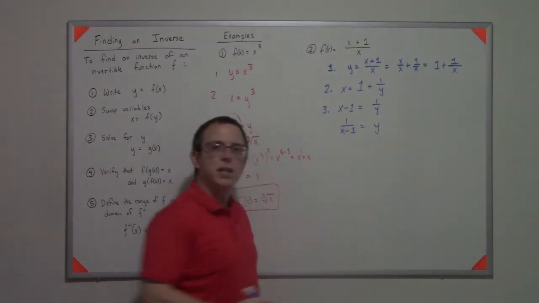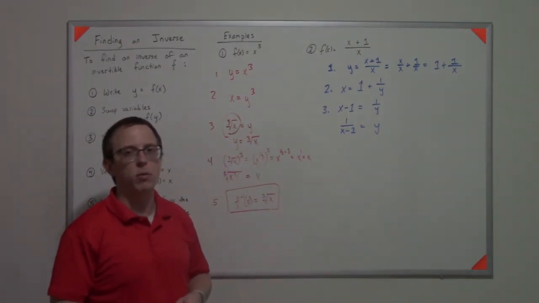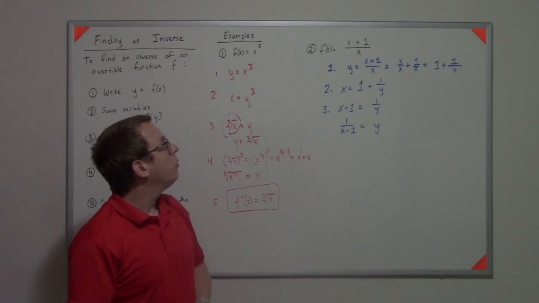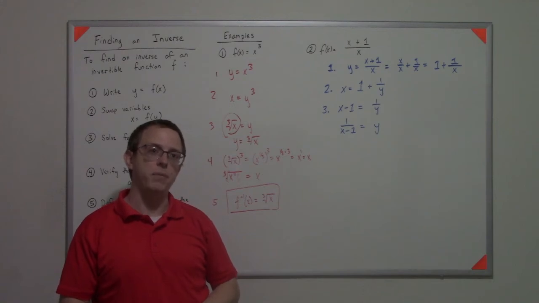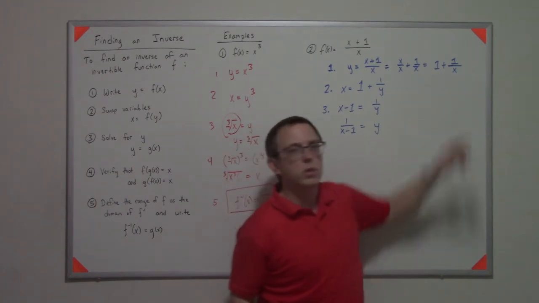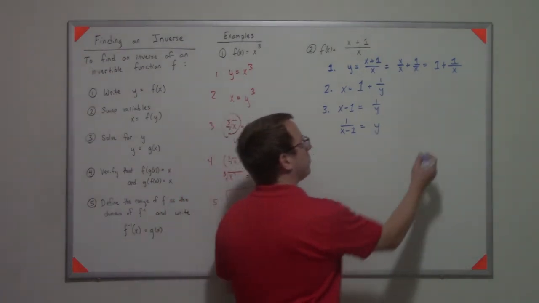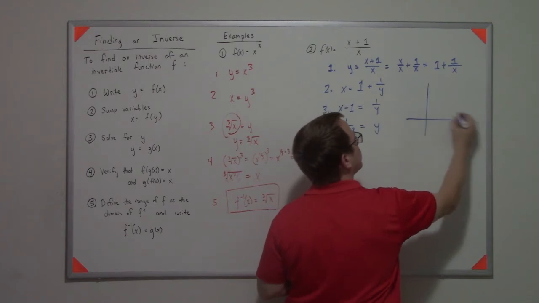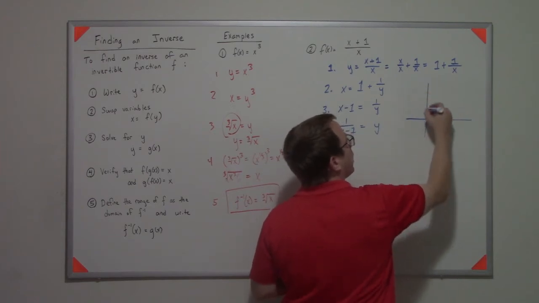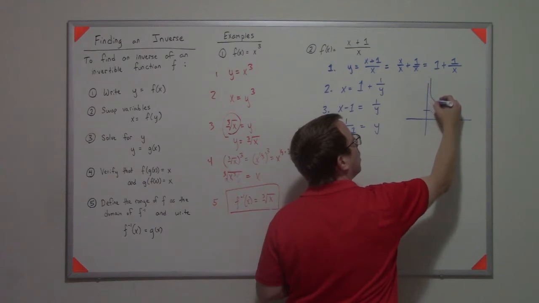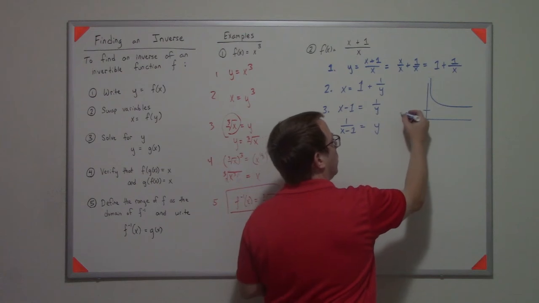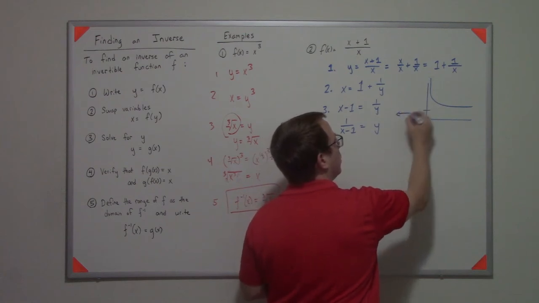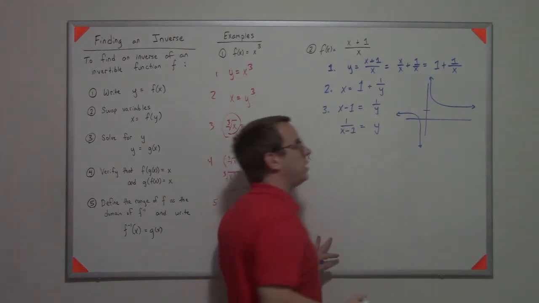So this is my candidate. This is what I think it is. Again, I have to be careful because I have to watch out for domain issues. The original function is not defined at 0. And if you look at its range, if you look at 1 plus 1 over x, the function looks something like that, and then down here, that's how that function works.